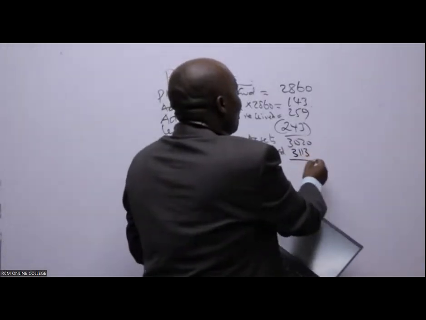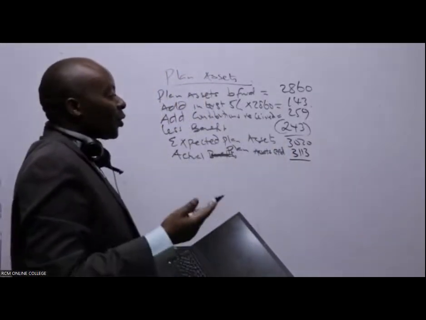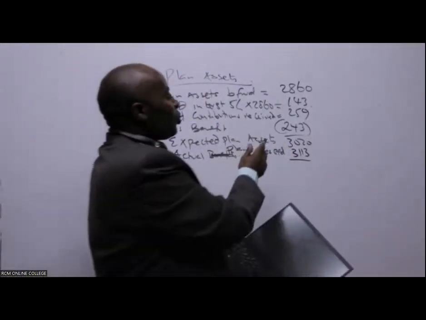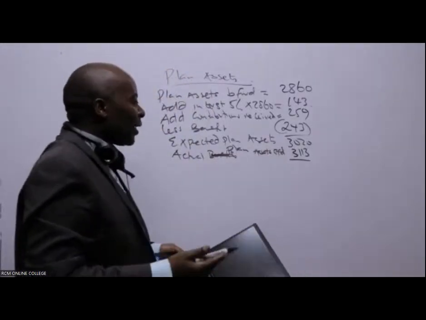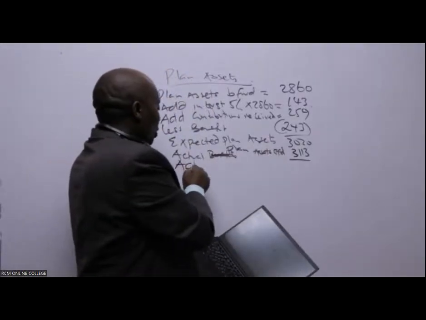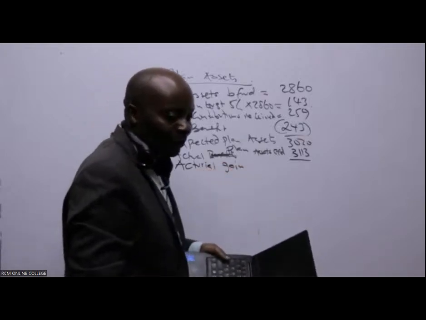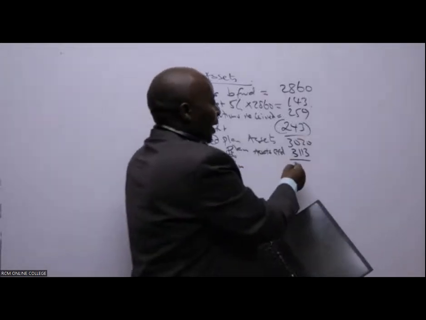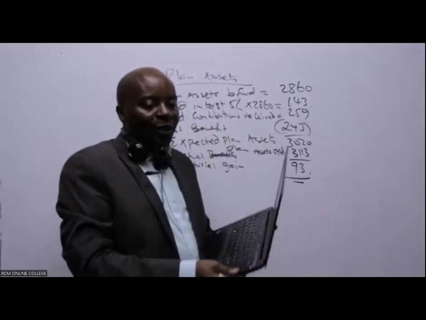So then you will be able to see here that the assets have grown. Here they were supposed to be 3020, but now they're 3113. When they grow, then we have gained. So we have what we call an actuarial gain. An actuarial gain of how much? 93. An actuarial gain of 93.